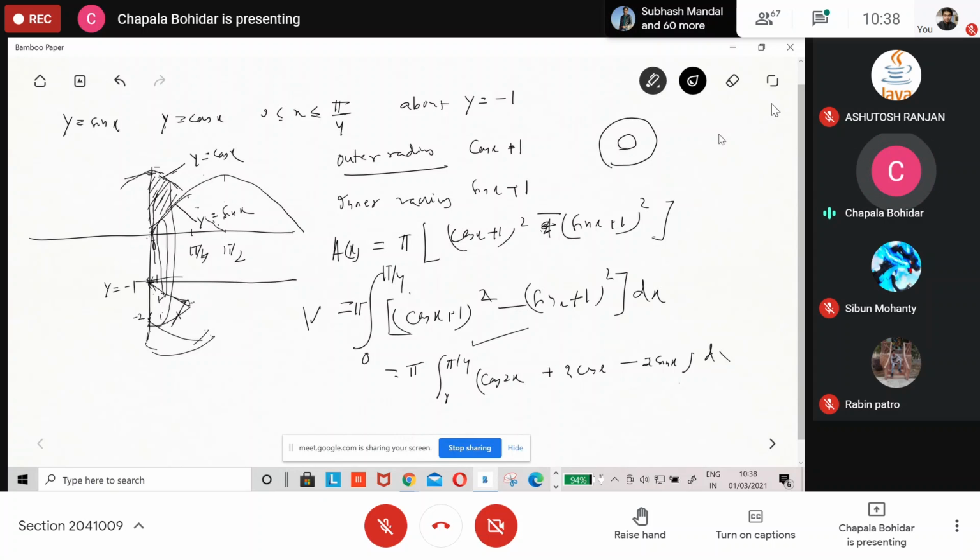I can write it like this. This part, cos square x minus sin square x, I have written as cos 2x. Then plus 1 and minus 1 cancel out. Then it is 2 cos x minus 2 sin x. Now integrate and find your value. That part is your duty.